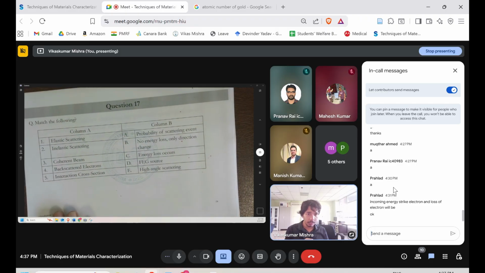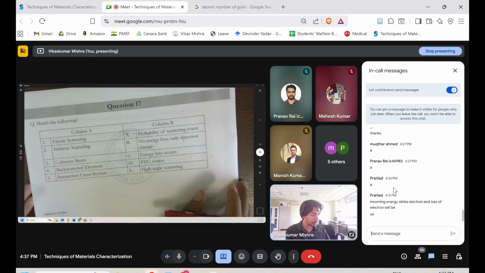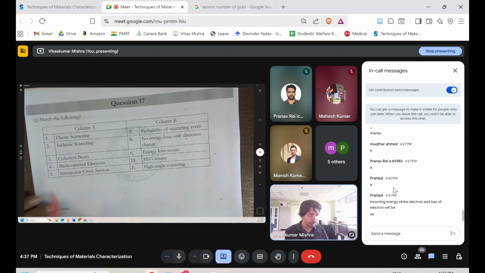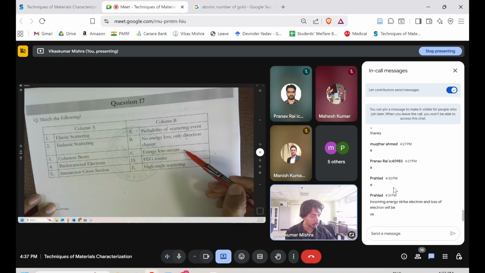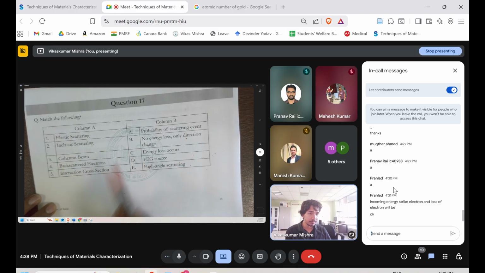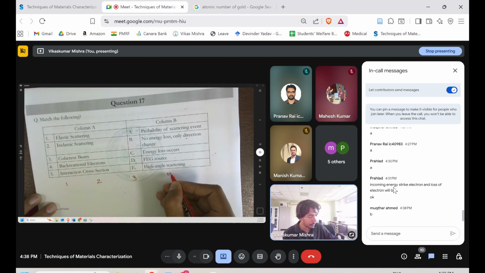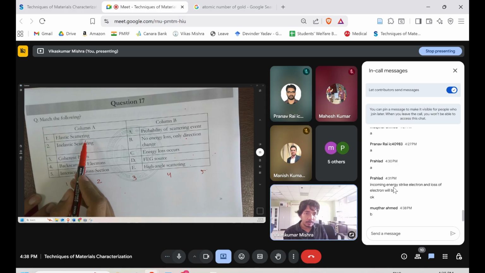Okay, let's cover a few questions. I think the time limit is there. We'll try to cover three more questions. First, elastic scattering: probability of scattering event, no energy loss, only direction change, energy loss occurs, high angle scattering. So the first one is going to match with which? Very good, Ahmed. Elastic scattering, no energy loss, only direction will change. That is the right answer.